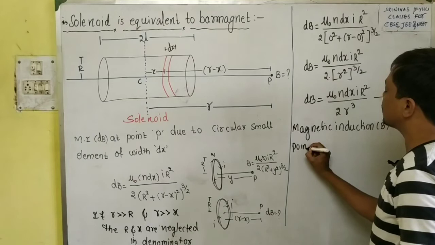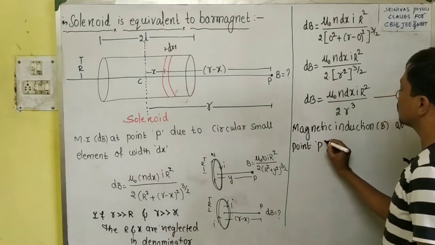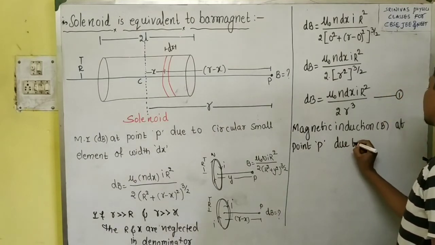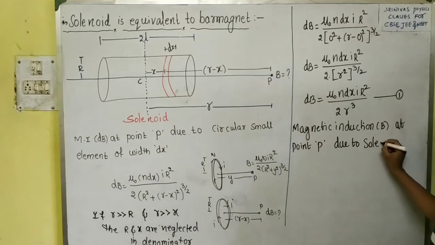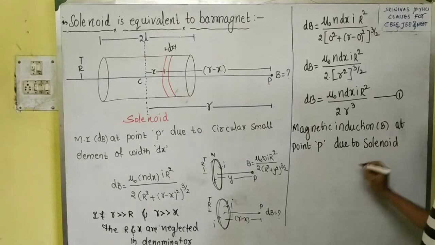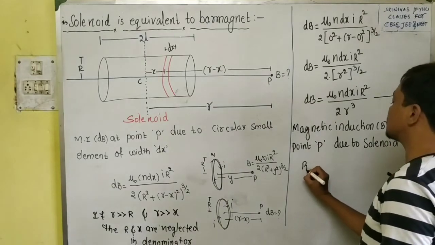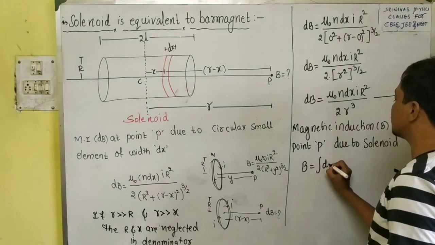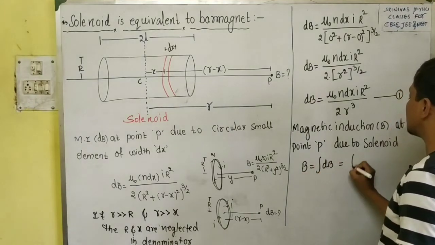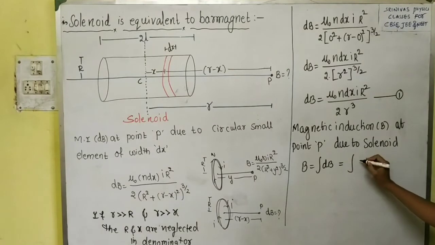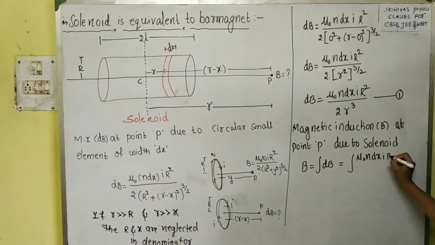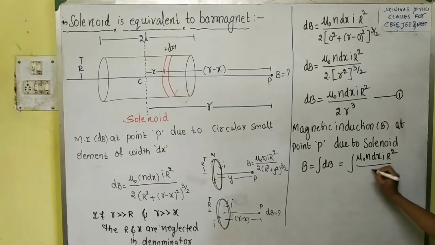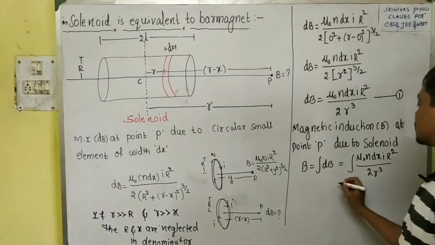At point P, due to solenoid, that is B. We have to do the integration here, that is integration dB. Then integration dB, we already know from equation 1, is mu naught n dx I r square by 2 into small r cube. And here we write limits also.